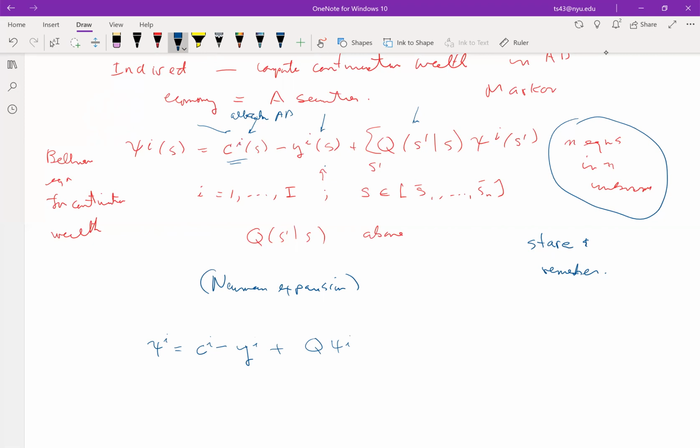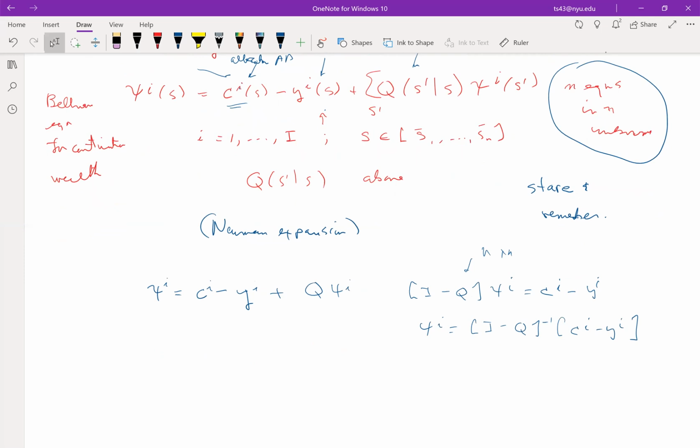And now what I'm going to do is take I minus Q times psi i is equal to c i minus y i, and now I'm going to solve it: psi i is I minus Q inverse. So now this is an n by n matrix, arranged properly, times c i minus y i. That's how I'd solve that.